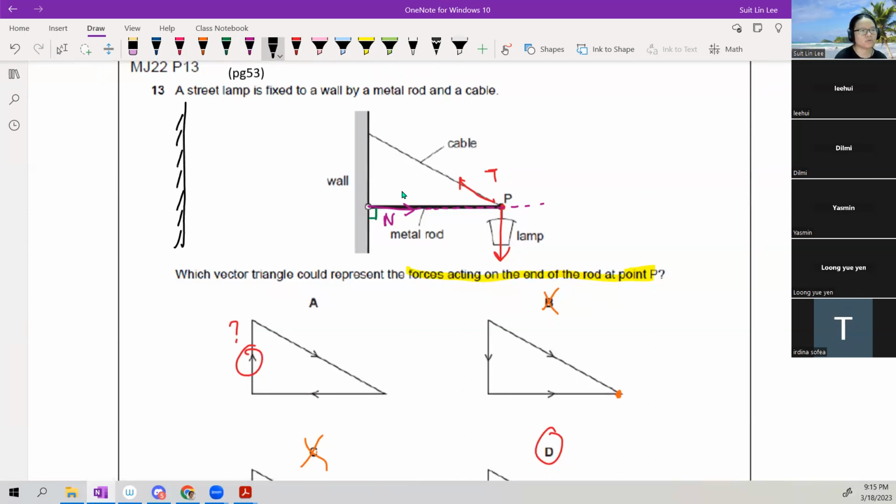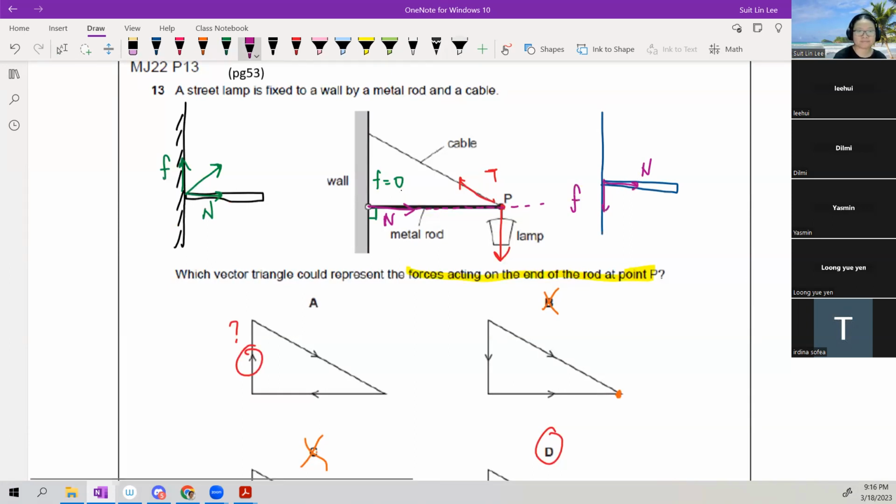If this is the wall, this is the rod, it can be in this direction if the friction is upwards and the normal reaction is here. In this case, friction is 0. Are there cases where it is pointing downwards? Yes. That will require you to readjust the cable a bit. But there are also cases where normal is here, but the friction is pointing downwards. All possible. Don't know. Need to read the question and figure it out.